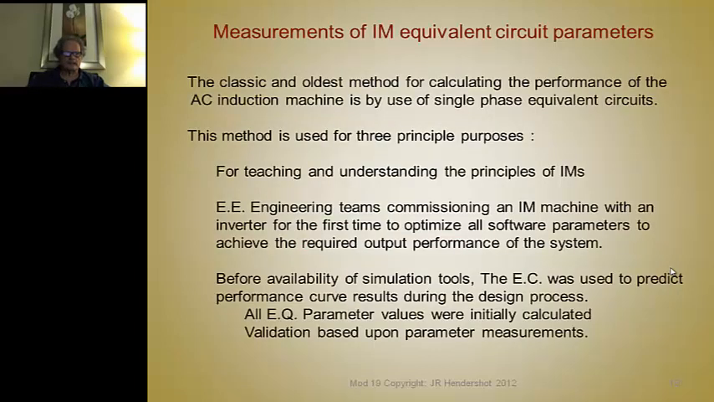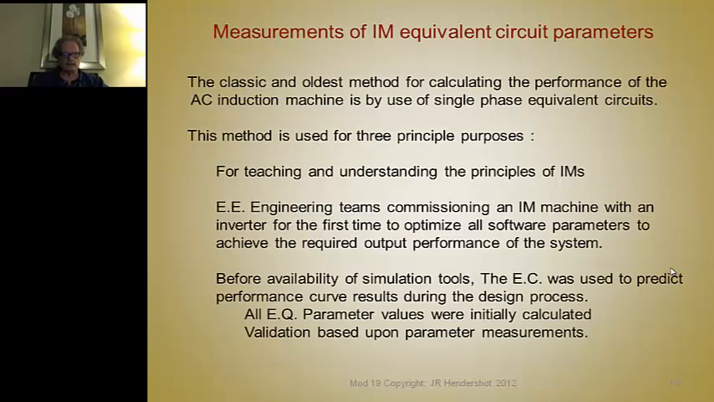The classical and oldest method for calculating the performance of AC induction machines has been the use of a single-phase equivalent circuit coupled to the circuit of the squirrel cage rotor. And this method of calculation has been very popular for the last 100 years, and it's used for basically three purposes. First, for teaching and understanding the principles of induction machines.